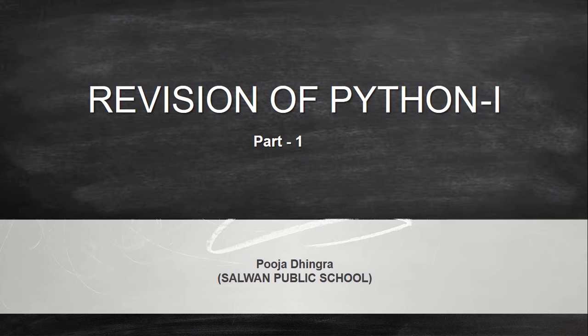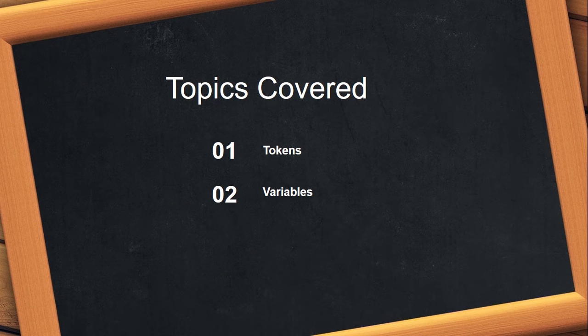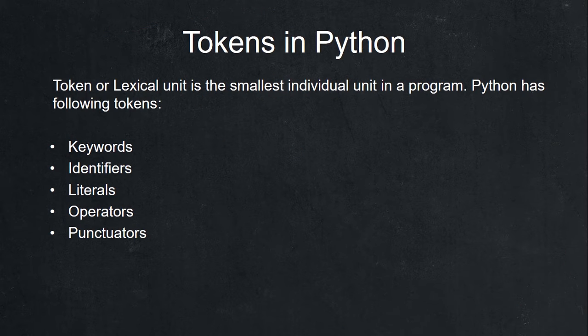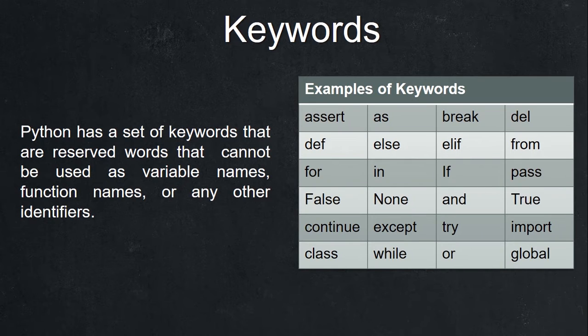In this video, we'll try to recapitulate the first few topics covered in class 11th. A few of them are tokens and variables. Now, tokens are the smallest unit we can identify in a program. They are of various types: keywords, identifiers, literals, operators and punctuators. Let's see them all one by one.